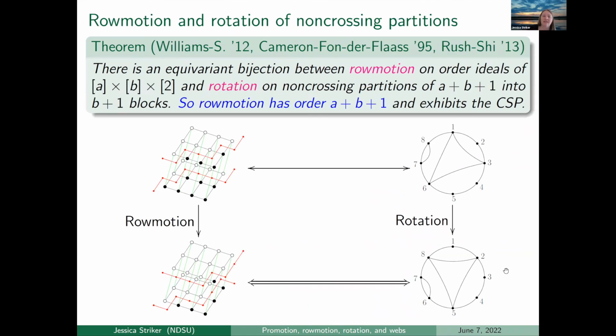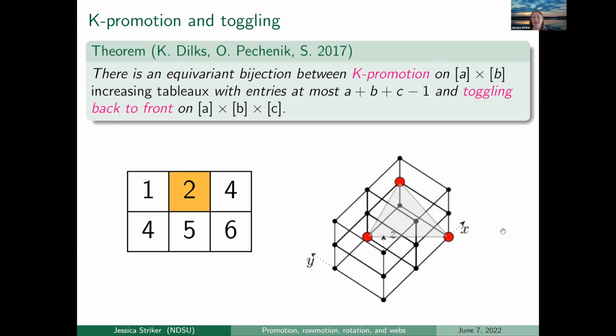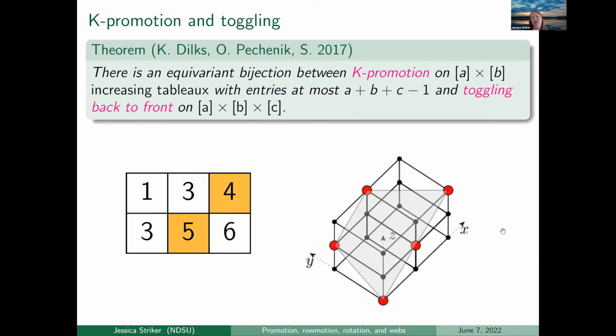Meanwhile, Nathan Williams and I were looking at Rowmotion on this product of 3 chains where one of the chains is of size 2. And we were able to relate that to rotation of those same non-crossing partitions. And then only later, when we resolved this packed and singleton thing, did we see the connection between the 2. Namely that K promotion on 2-row tableau is the same as toggling a product of 3 chains from back to front, sort of by hyperplanes.